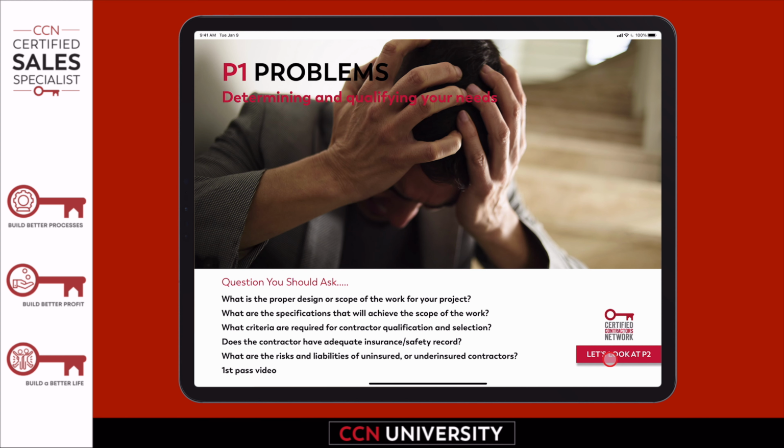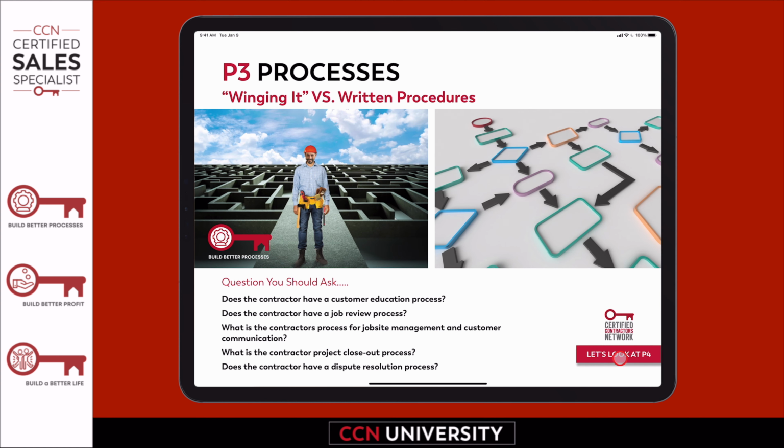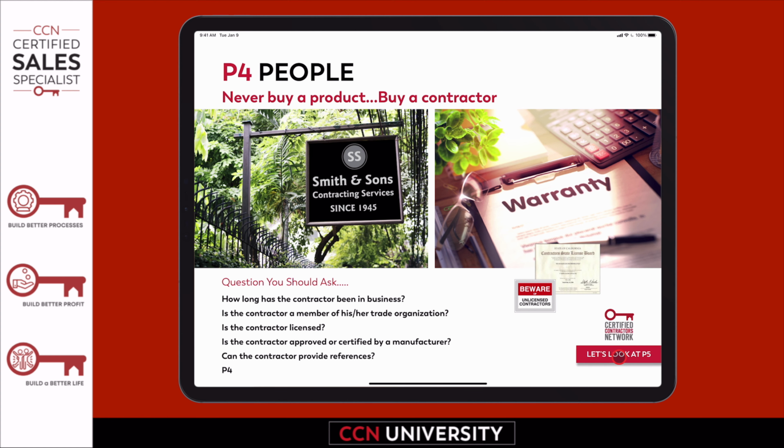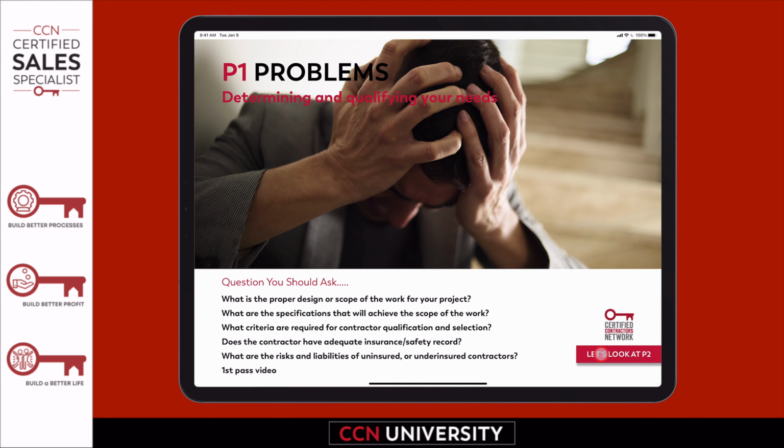So here we have P1 problems. We have P2 product. We have P3 processes. We have P4 people. And we have P5 price. But let's go to the next screen. Remember those assets we downloaded a few minutes ago? Well, once you get to this part of the app, you can actually play a video that goes over what we just covered a second ago automatically for you. And then you can cover these questions with your prospect and use assets to answer those questions right from each question. Let's take a look.